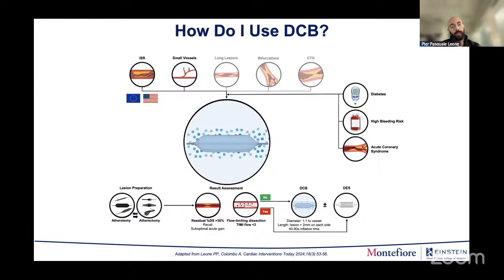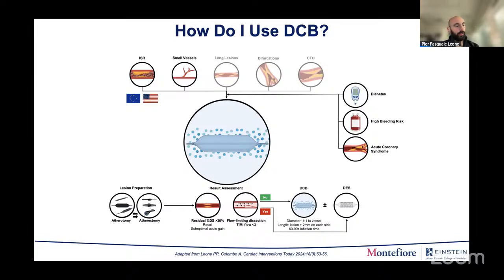And in terms of when we go and use DCBs, it's really key, and we're going to highlight this aspect throughout the presentation, to have appropriate lesion preparation. We're going to see more on that with Dr. Latib in just a second. I don't think there's any restriction as far as any device to be utilized for lesion preparation, as long as we gain nice acute lumen gain.